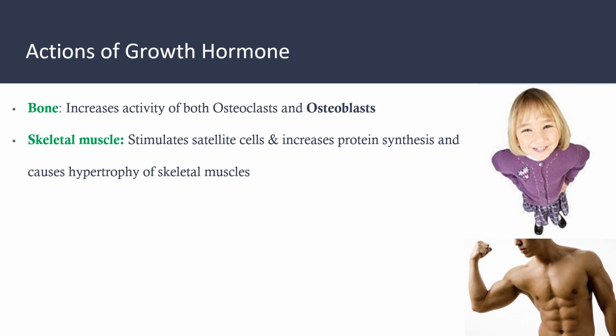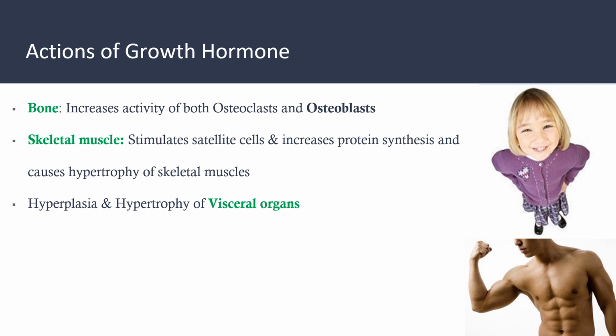It also promotes the activity of the satellite cells of the skeletal muscle. These satellite cells are the progenitor cells present in the skeletal muscle. Hyperplasia and hypertrophy of the visceral organs. So the organs like liver, kidney, heart, pancreas, intestine, and many endocrine glands, skin, connective tissues, they all increase in size and function.